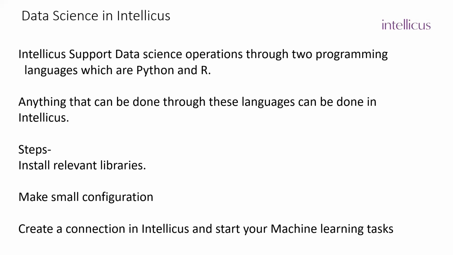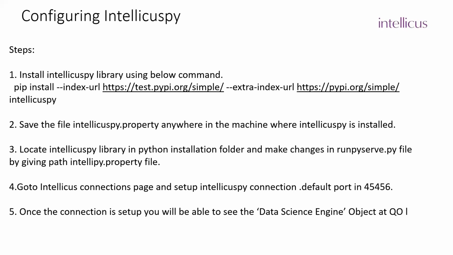For this, Intellicus has its own library, which is Intellicus Py. Intellicus Py enables a user to connect the Intellicus application with Python. Python could be on the same server where Intellicus is running, or it can be on another server also. All the data connections that you have made in Intellicus and your data sources which are available in Intellicus can be utilized directly in a query object, and the data can be sent to Python. Then we can utilize the power of Python to perform the machine learning operation, and then we can push this data to the database, or we can directly use it for reporting.